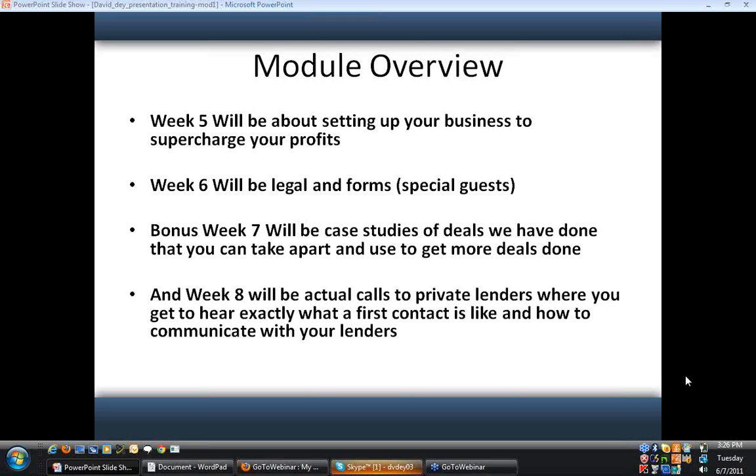And week 8 will actually be actual calls to private lenders, where you get to hear firsthand what a first contact is like and how to communicate with your lenders. All the stuff that we put into practice is going to come into effect in week 8. Week 8 is all about actually talking to the private lenders and getting business done. So that is going to be a really, really powerful week.